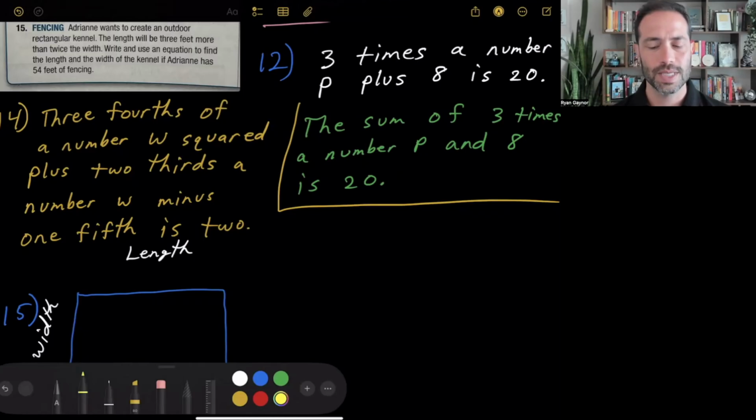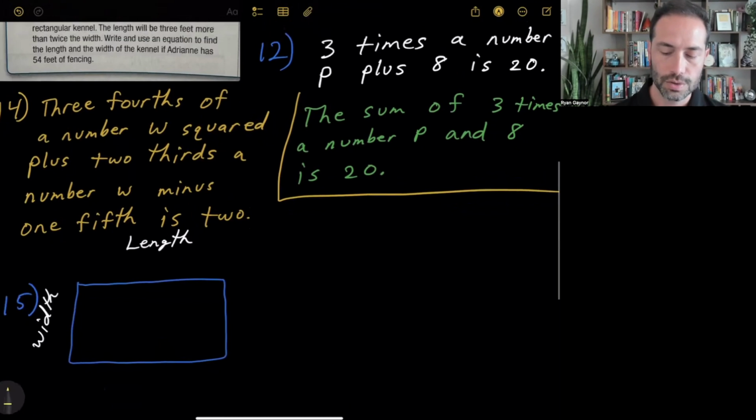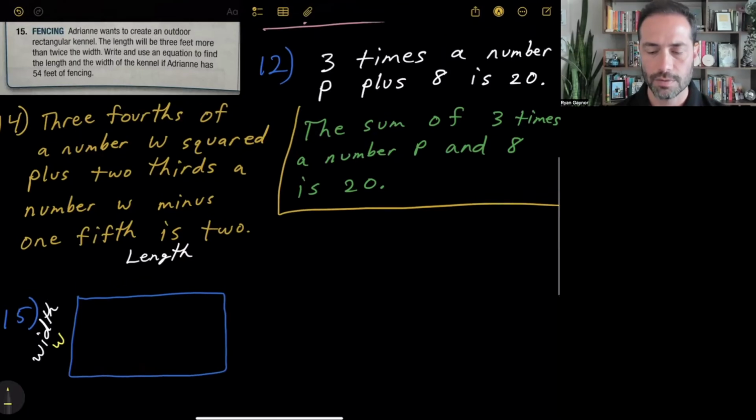Okay, so when they said the length will be 3 feet more than twice the width, they told you everything about the length, but they told you nothing about the width. So we're just going to label the width as W. Okay? Now, we're going to be able to write something for the length based off of the width.